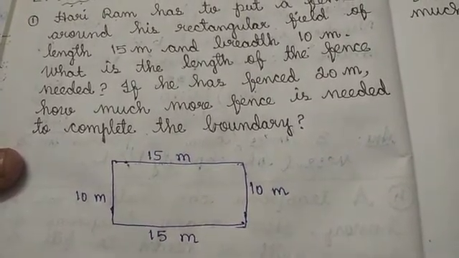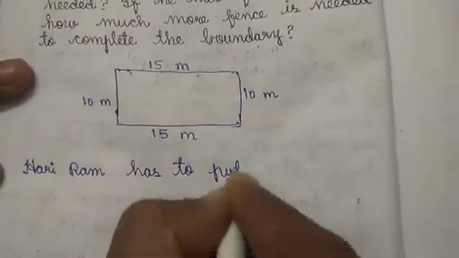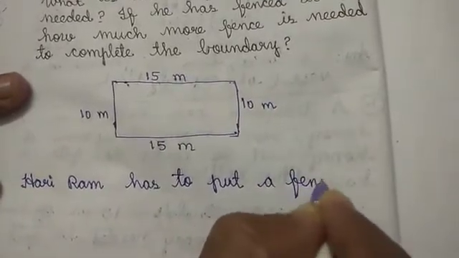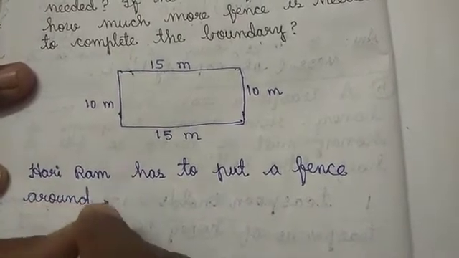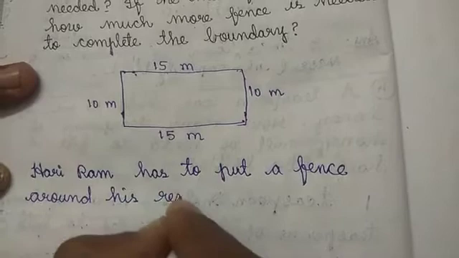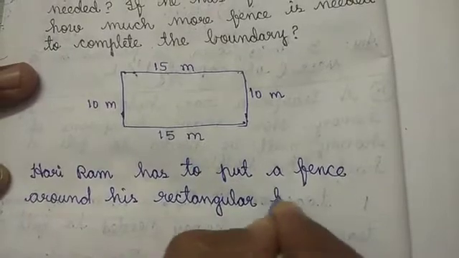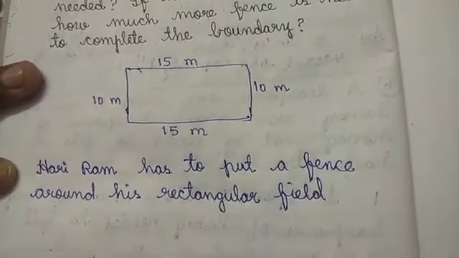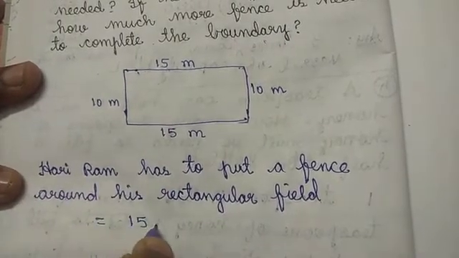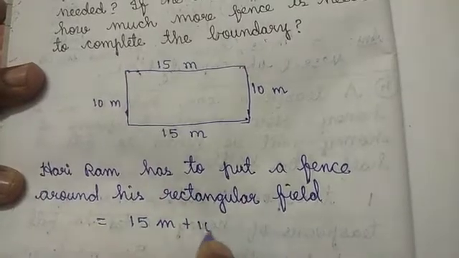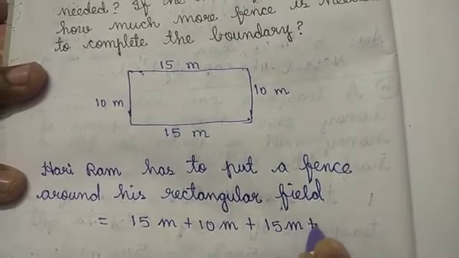Hari Ram has to put a fence around his rectangular field. Rectangular field of length what, children? How much? 15 meter plus 10 meter plus again what will come? 15 meter and plus 10 meter.